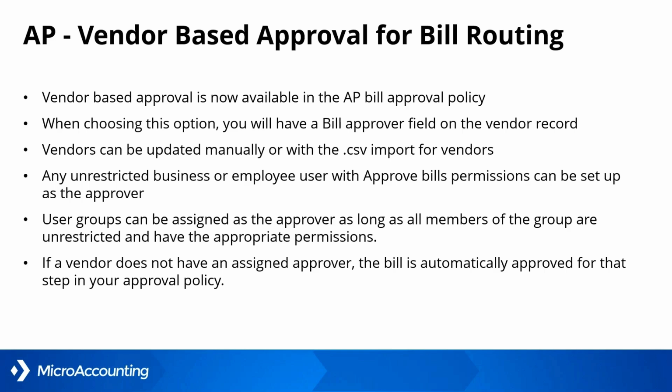Any unrestricted business user or employee user with approve bills permission can be set up as the approver. You can also set up user groups as the approver, as long as all of the members of the group are unrestricted and have the appropriate permissions. If a vendor does not have an assigned approver, the bill is automatically approved for that step in your approval policy.